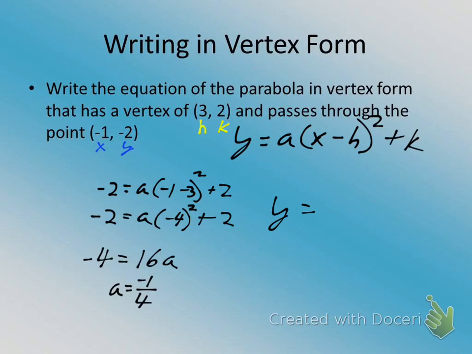So rewrite it now using your A, so negative 1/4. Okay, remember you plug in H and K, you leave X and Y out. So X minus 3, Y squared, plus 2. Oop, too small one.